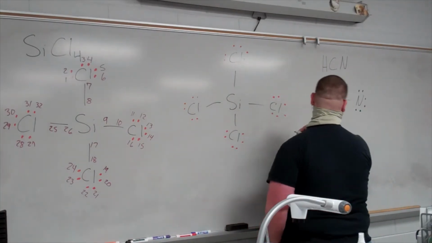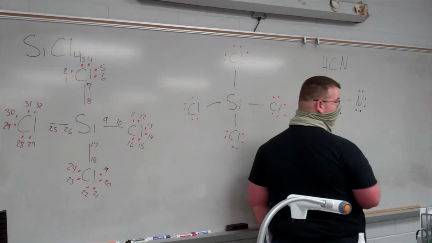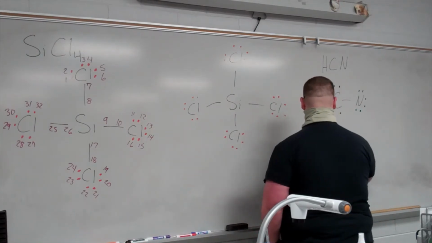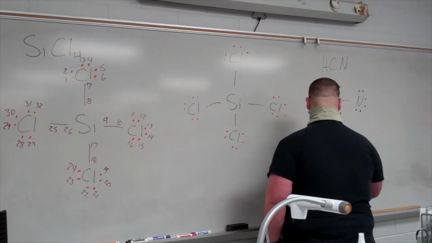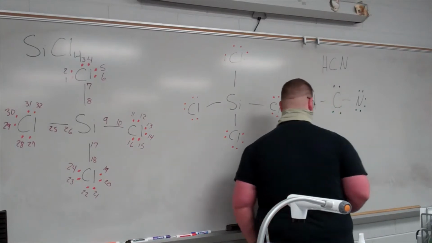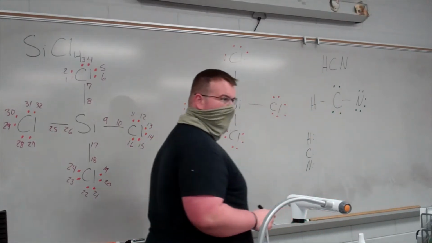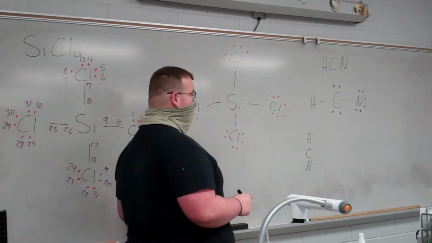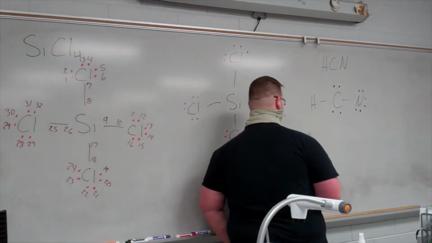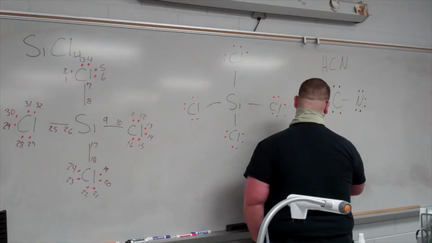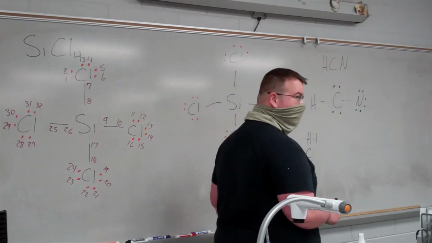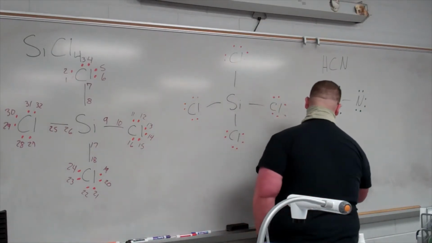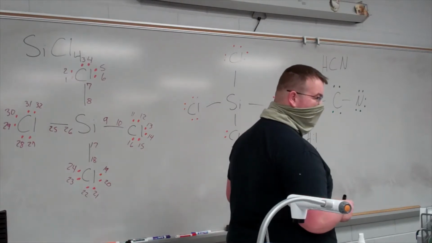Do your calculations. The first thing we do is write down the elements we have: hydrogen, carbon, and nitrogen. H, C, N. How many hydrogens? One. How many carbons? One. How many nitrogens? Just one.